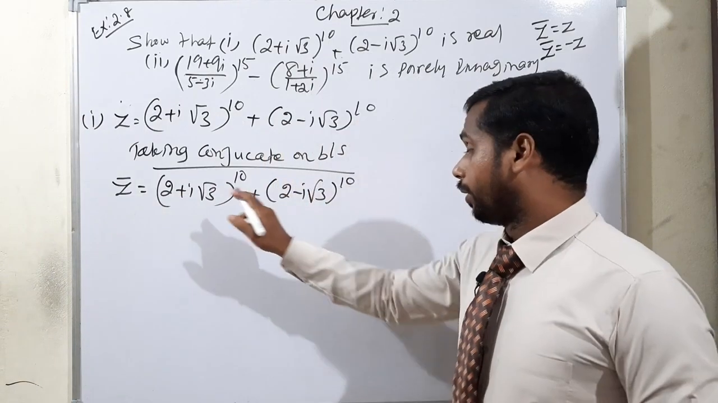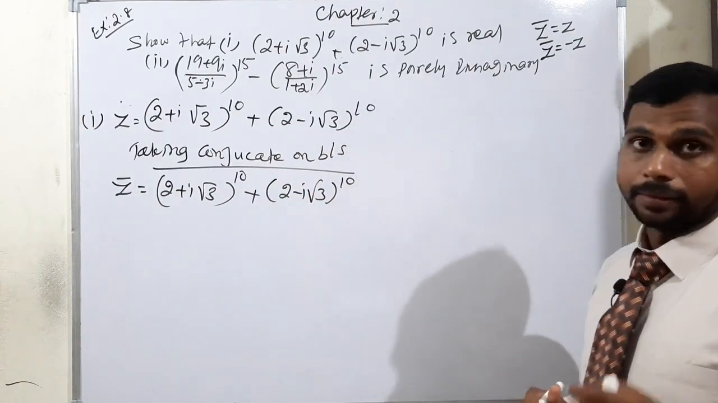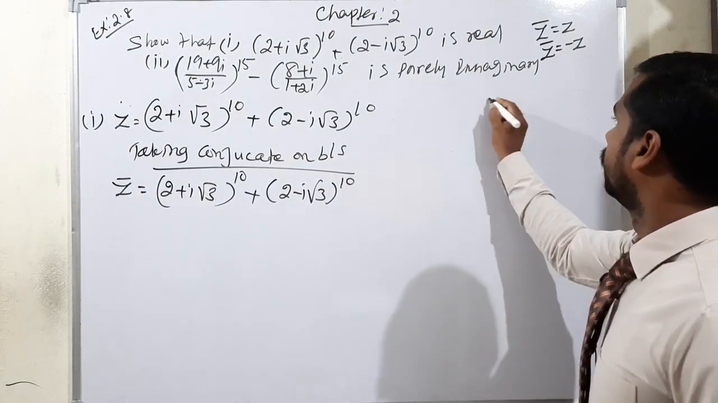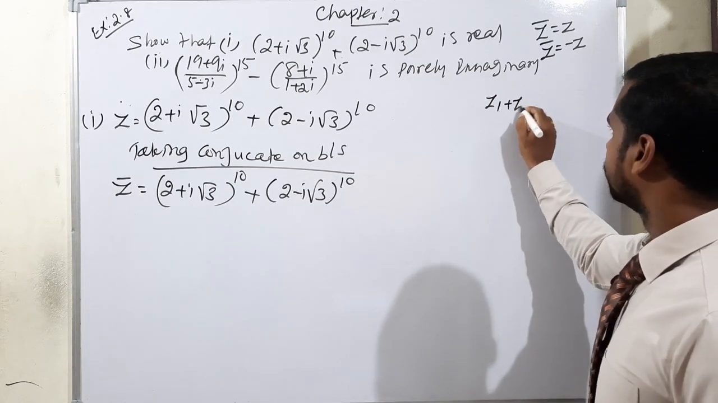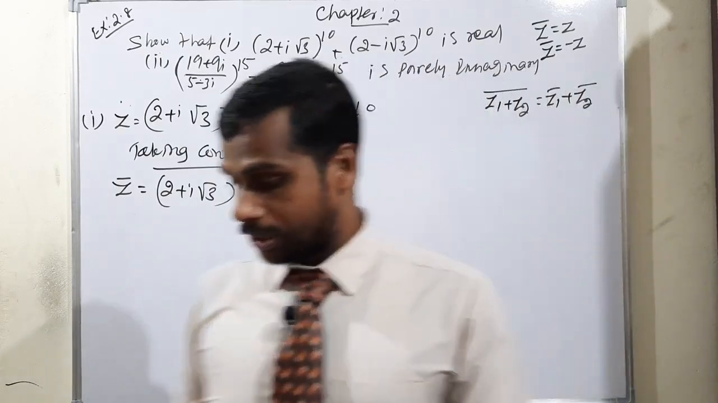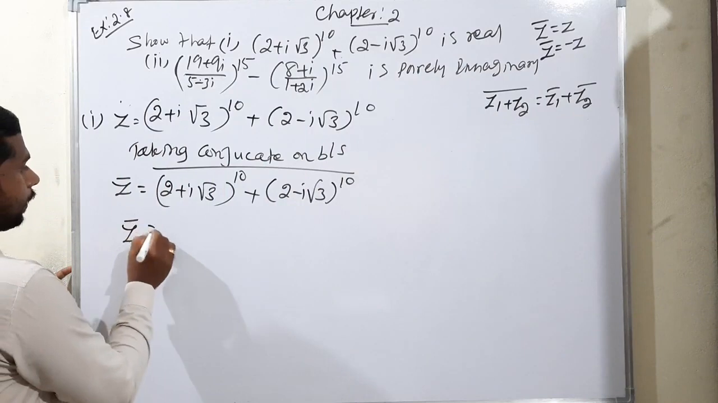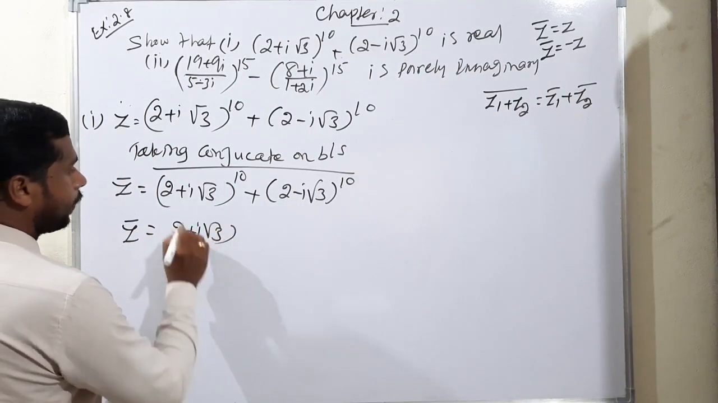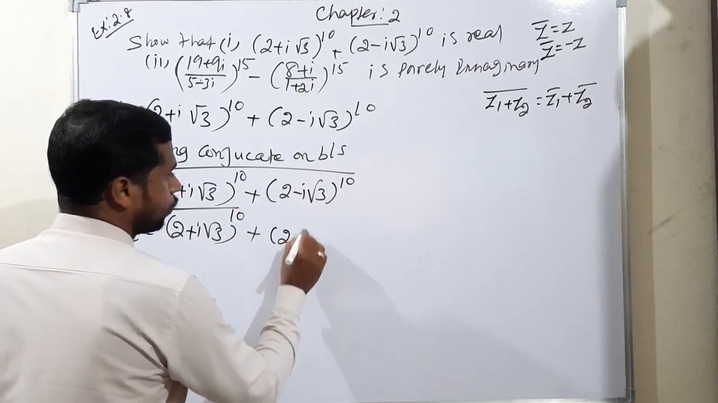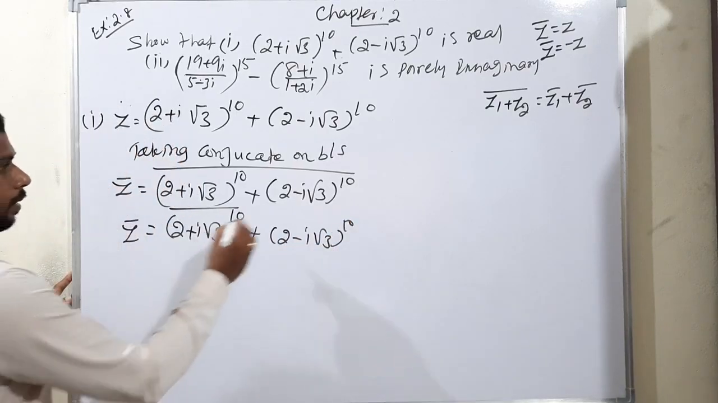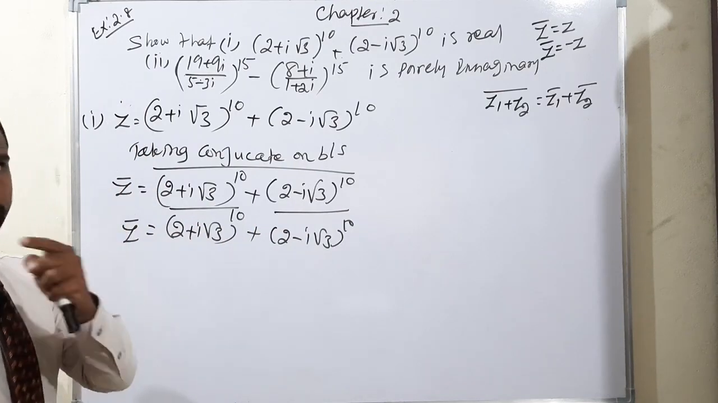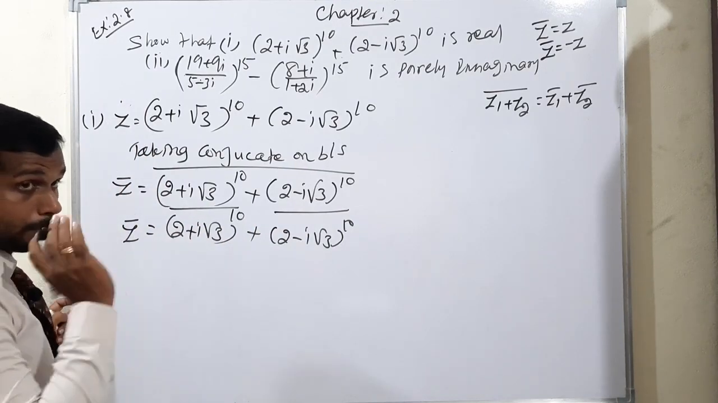Now, we already know one property of conjugates that we have discussed: (Z1 plus Z2) the whole bar means Z1 bar plus Z2 bar. So what do we have to change here? Z bar is equal to the bar of (2 plus i root 3) the whole power 10, plus the bar of (2 minus i root 3) the whole power 10. If you remove the bar, you have to change the sign of only the imaginary term, not the real term.